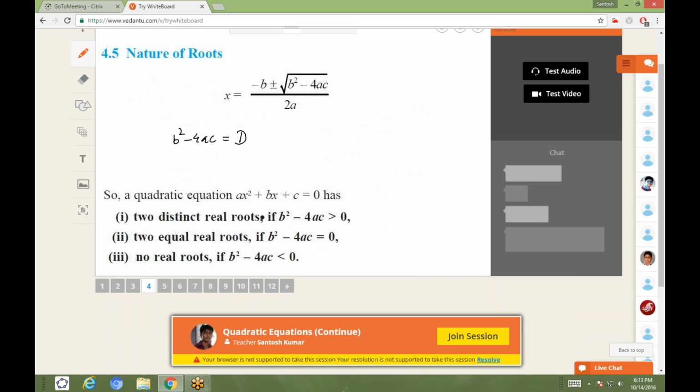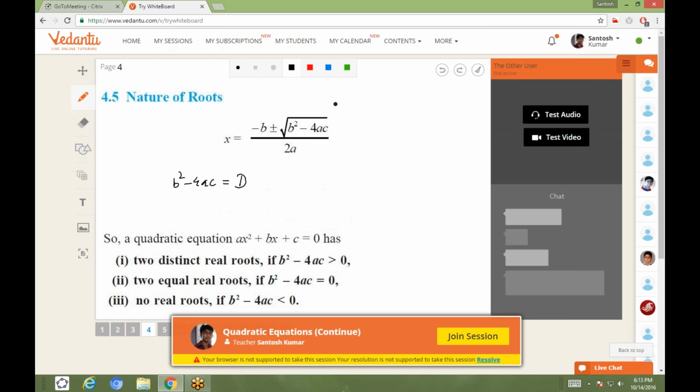Based on this, we have three cases here. So what does it say? It says that a quadratic equation, in the first case, when b square minus 4ac is greater than 0, will have two distinct real roots. So when you have this discriminant greater than 0, you will have two different real roots. For example, let me just explain it to you.